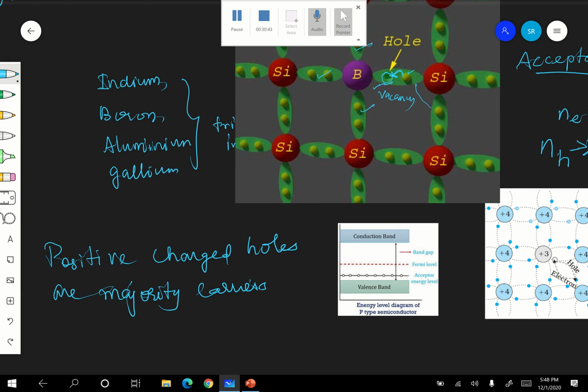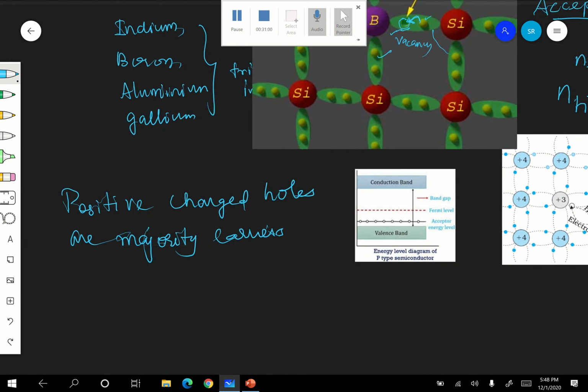But the number of extra holes depends upon how many impurity atoms you are adding. One impurity atom will give rise to one vacancy, one hole in the valence band. Therefore positive charge holes are majority carriers, and they are only meant for conduction. They are dominant here. That is why it is called P type. Positively charged carriers are dominant, therefore it is a P type semiconductor.